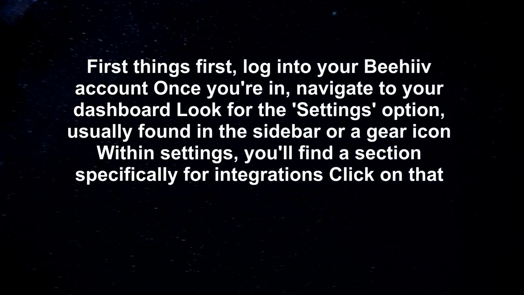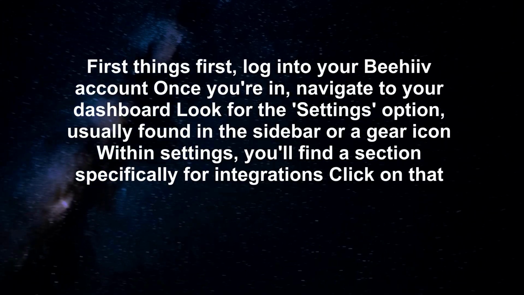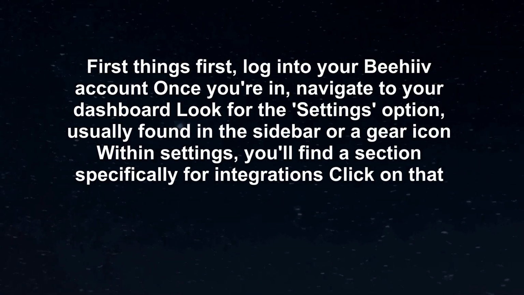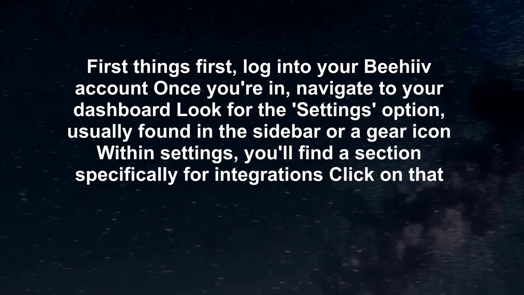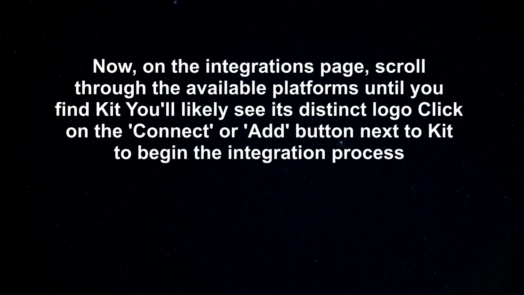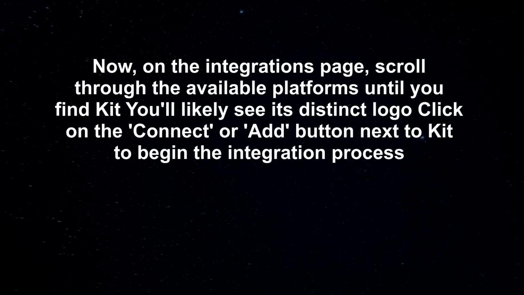Once you're in, navigate to your dashboard and look for the Settings option, usually found in the sidebar or a gear icon. Within Settings, you'll find a section specifically for integrations. Click on that. Now, on the Integrations page, scroll through the available platforms until you find Kit.